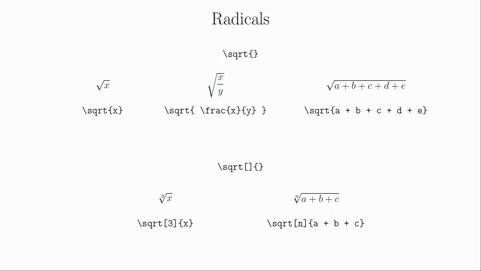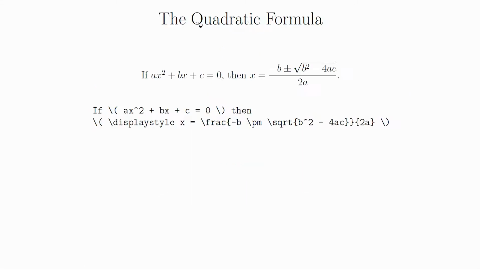This also takes an optional argument to create an nth root, which you put in square brackets before the curly brackets. The most obvious mathematical equation to write down with this is the quadratic formula. Notice that we used \pm for the plus or minus symbol. There are a few things to pay attention to here.